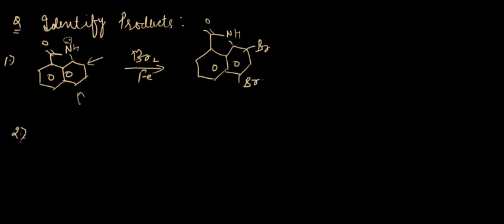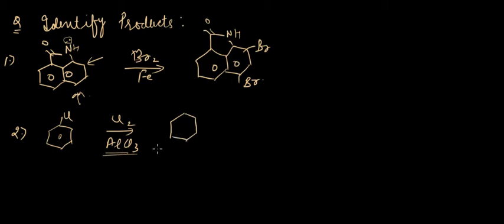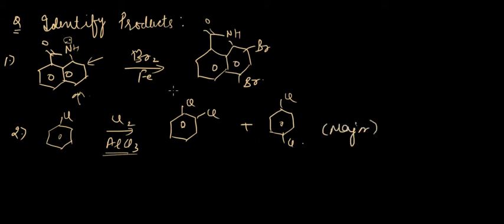Okay, let's see another example. Herein we have chlorobenzene. Okay, it reacts with Cl2 in presence of AlCl3, which will act as a Lewis acid. Cl plus would be formed, and as a result you would get something like this product and this product. Okay, obviously this would be the major product. Why? Because steric hindrance can be seen because of two bulky Cl groups.